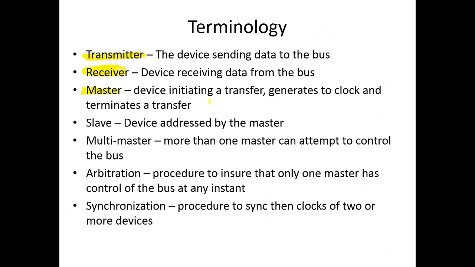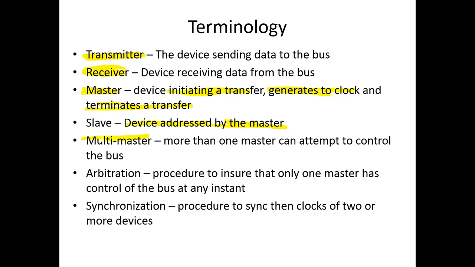The master is the device that initiates the transfer, generates the clock signal, and terminates the transfer. The slave is the device that is addressed by the master. So the slave just has to listen to the lines and wait for its address. If this slave is selected, then it can send or receive the data.